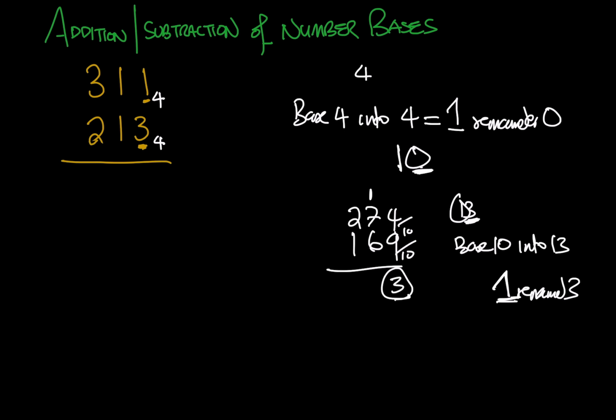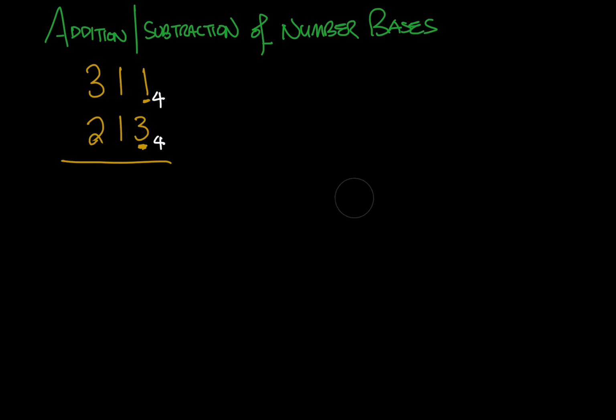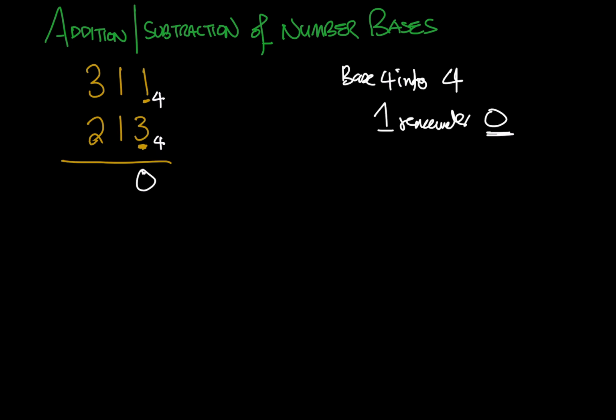So that's the same thing that we are doing here. We had 4, and we asked the question, can base 4 go into the number 4? It's exactly 1, remainder 0. And remember, we always write the remainder first. So here it's going to be 0, and we carry the 1. This 1 will go over there and add to this 1. It will be 2, and that 2 plus this 1 is going to be 3. And we have it here to be 3.